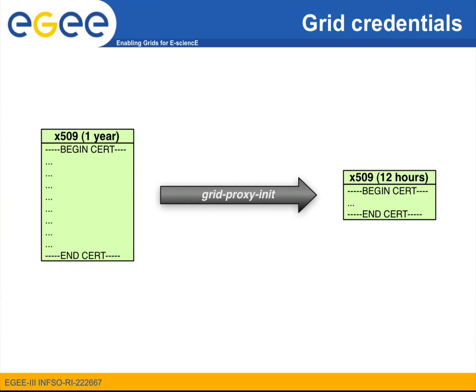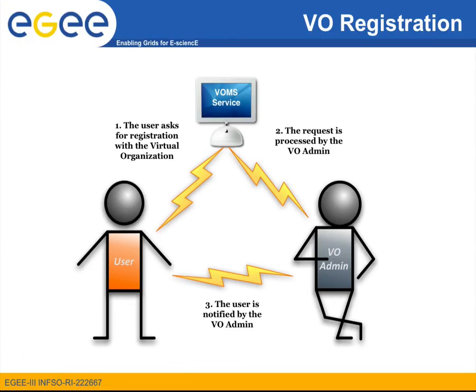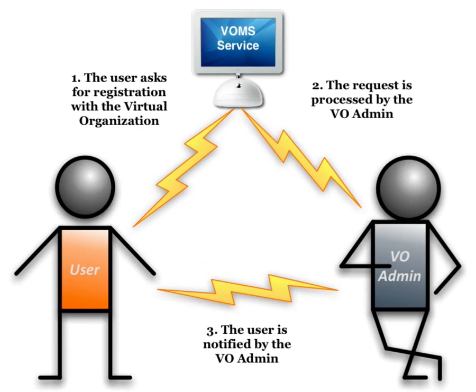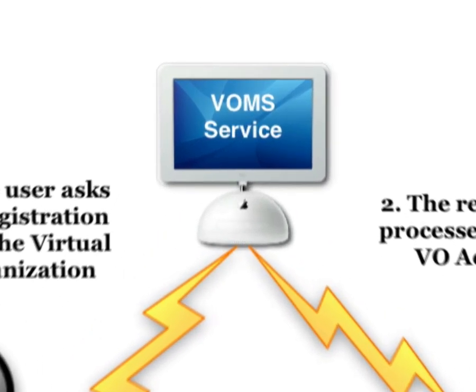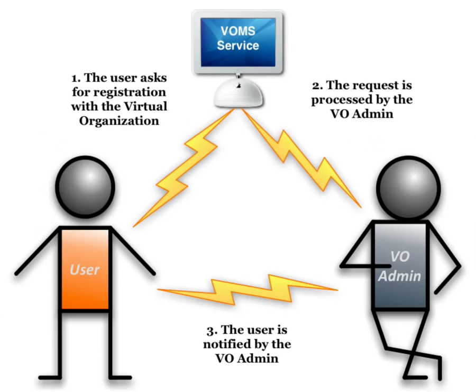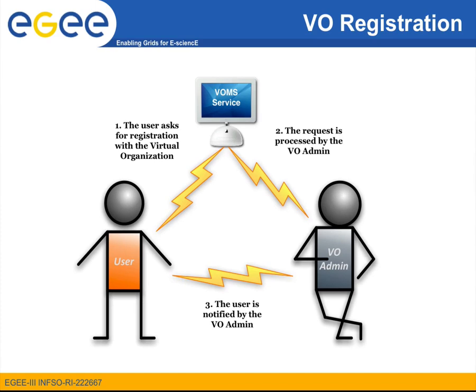Even if this proxy certificate is enough to authenticate myself to the grid infrastructure, it is still not enough to run jobs on the grid. To do that, I need to gain authorization, and this is done via the VOMS service. Before discussing the VOMS service, let us briefly review the virtual organization registration procedure just to gain a better insight. Initially, the user requests registration with the virtual organization, usually via a web form. The virtual organization administrator then processes that request and either accepts or rejects it. If the administrator decides to accept the request, the user's subject DN is inserted into the VOMS database. As a last step, the user is notified upon registration.